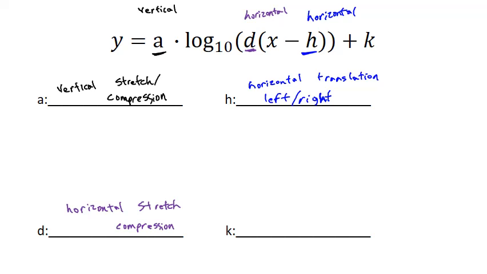And now our k value, that one is done after we've done everything that we can, after we've done the log function and everything else. So this one is not directly affecting the x, it's affecting the y values. We have to call this a vertical change. And from what we remember, this vertical change is moving the graph either up or down. So this one was a vertical translation, and it was moving the graph again either up or down.